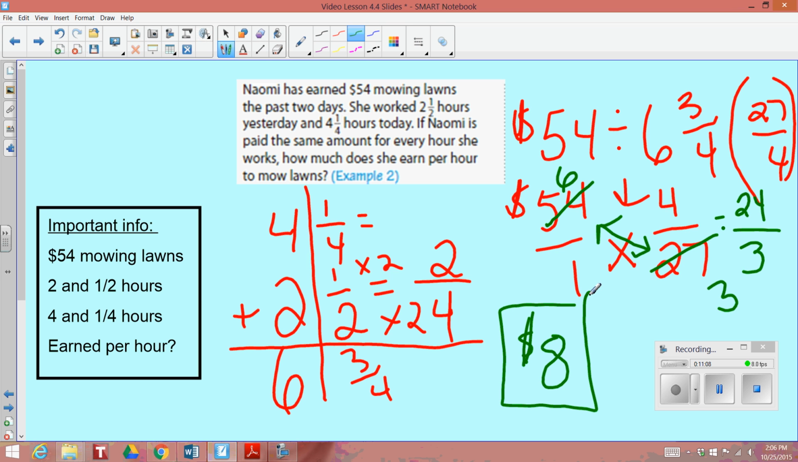It'd be a lot easier if Naomi just worked an even amount of hours. Like, why couldn't she just work 7 hours? Nope, she had to only work 6 3/4. But just because we have a fraction doesn't mean we can't utilize our strategies in order to figure out the answer. So remember, change all your mixed numbers to improper fractions, and make sure that when you're dividing by a fraction, we can use multiplication and the reciprocal.